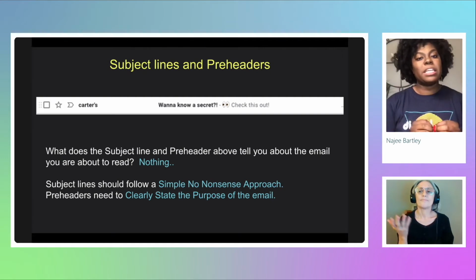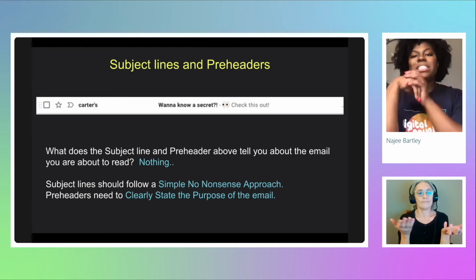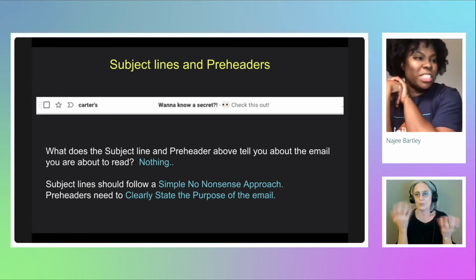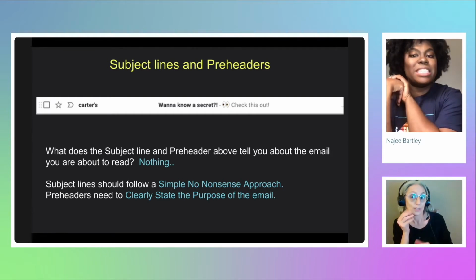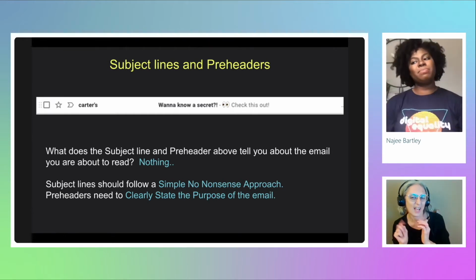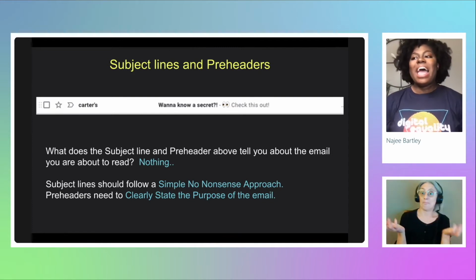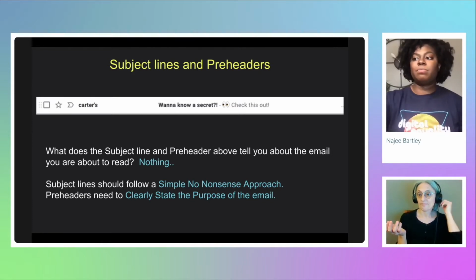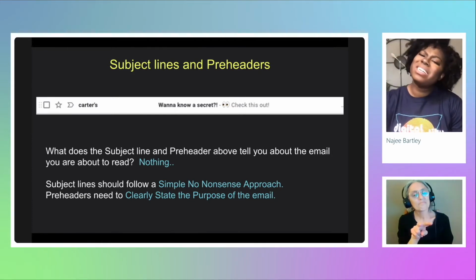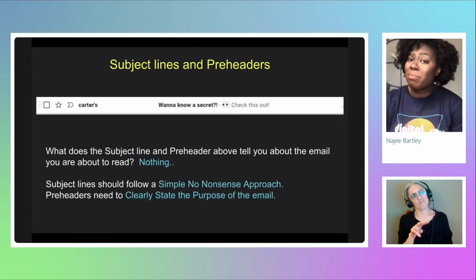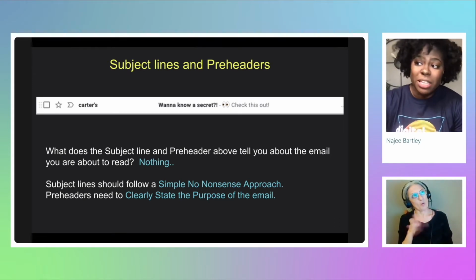So what does this email say? It says, want to know a secret? Check this out. Well, if I were to see this, I would be like, do I want to know the secret? Maybe I don't. Probably gonna scroll.